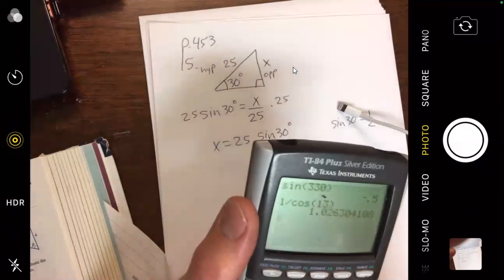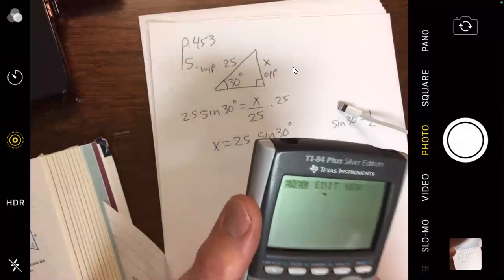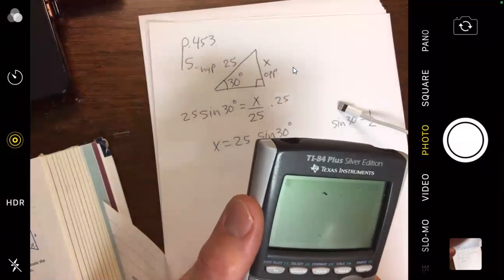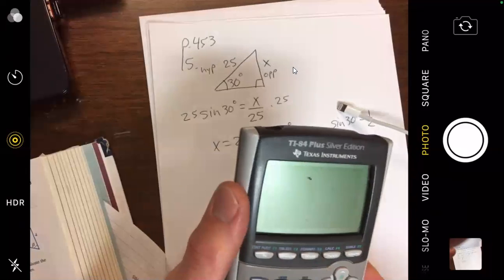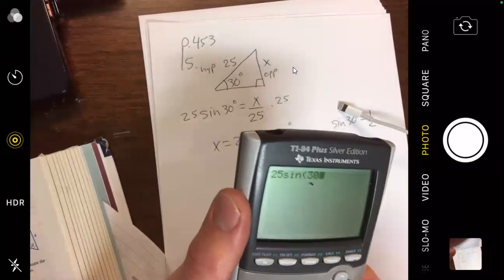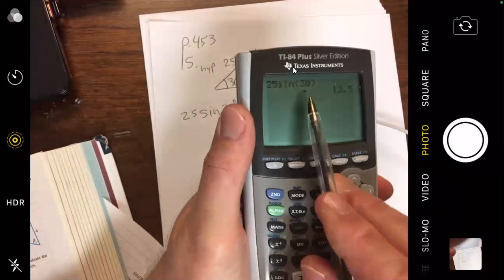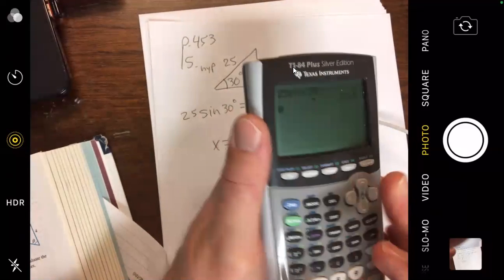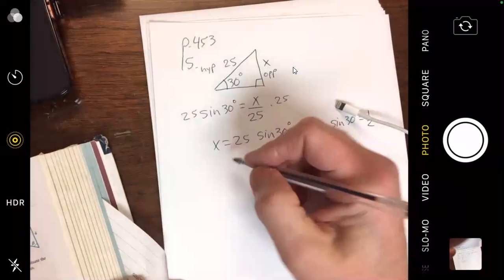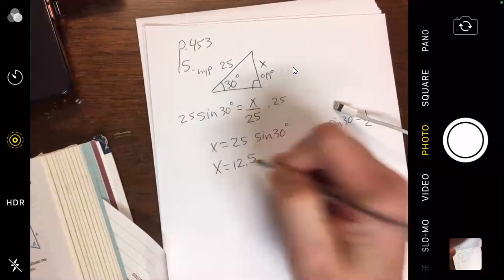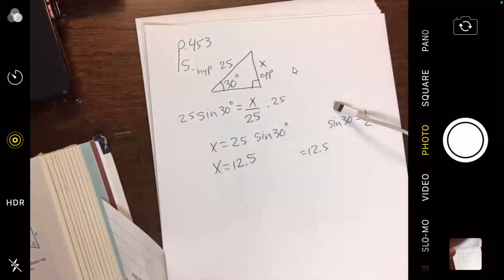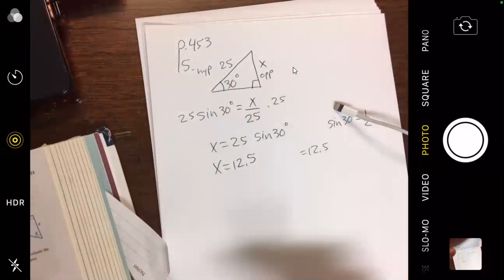I am in degree mode. Yeah. 25 sine 30 degrees, 12.5. And that is because sine of 30 degrees by itself is a half. Okay, so it's a matter of reading the triangle and using the function you need to do it.